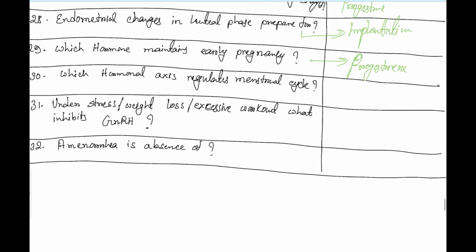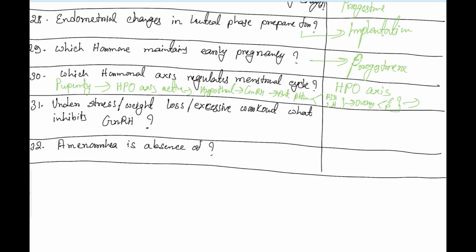Which hormonal axis regulates the menstrual cycle? Again, the HPO axis. Once the female attains puberty, the HPO axis gets activated. Then the hypothalamus secretes GnRH, which sends a message to the anterior pituitary, which secretes FSH and LH, which act on the ovary and it secretes estrogen and progesterone.